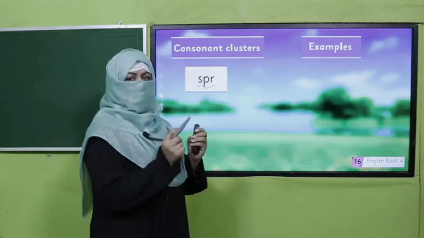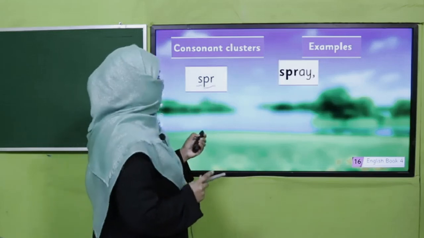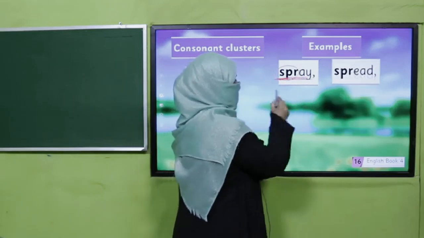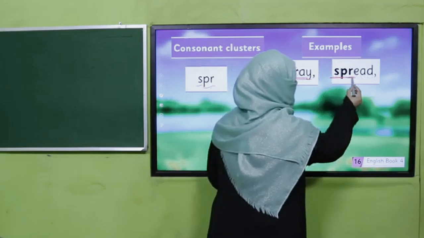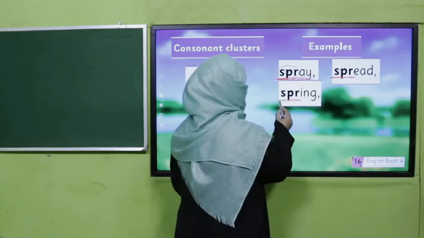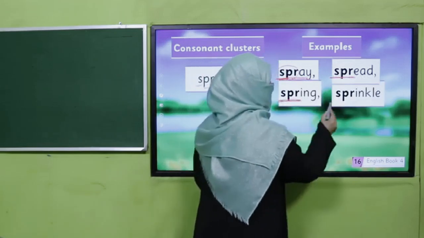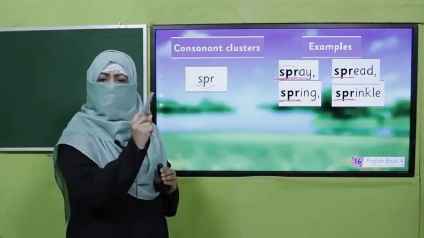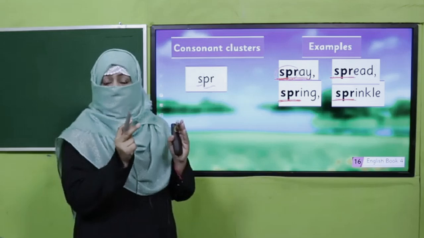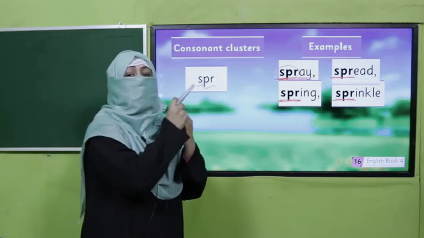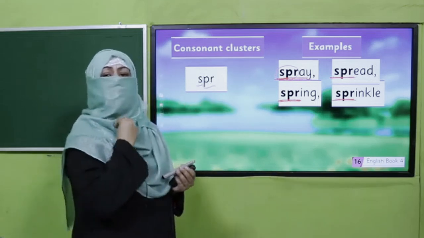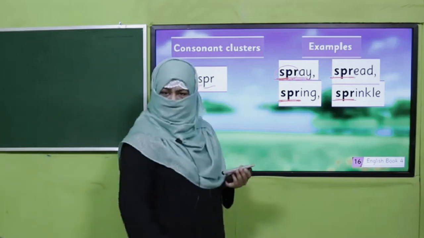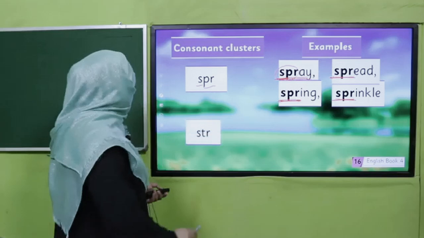Again, now we are going to join the sounds spr, and what is spray? Next is spread. Next is spring. And sprinkle. You see, we are saying all the letters. We are not missing any letter, but all the letter sounds are coming together and it sounds like one: sprinkle, spread, spray, spring, right?